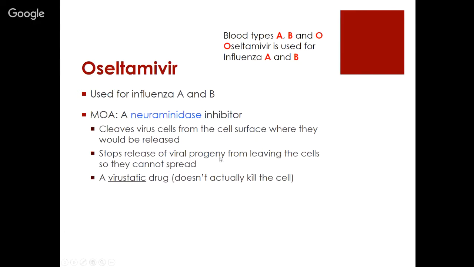Oseltamivir is used for influenza A and B. This one's the same thing, like blood types A, B, and O. Oseltamivir begins with an O, and then it is used against influenza A and B. It's a neuraminidase inhibitor, which basically means that it cleaves the virus particles off the cell surface. Normally they have to come to the cell surface and then they can be released into the bloodstream. But what the neuraminidase inhibitor does is cut it away from the surface so it can't leave the cell. If it can't leave the cell, then it's not going to be able to spread.